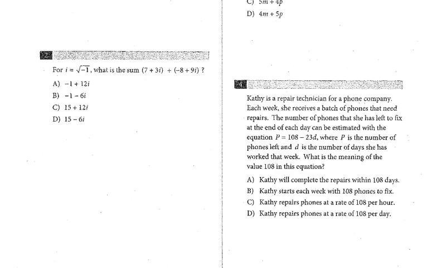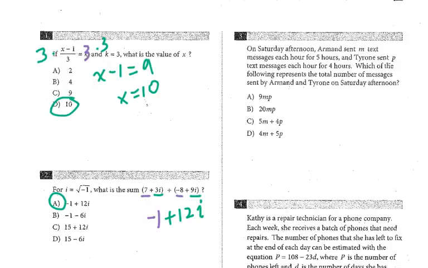For number 2, for i equals the square root of -1, that's a complex number. What's the sum? When you do the sum of complex numbers, basically we combine like terms. So 7 and -8 will be -1. Positive 3 and positive 9 will be 12i. The answer will be A.